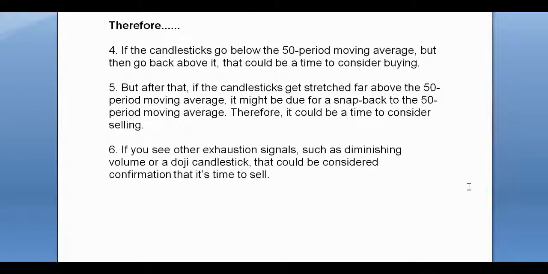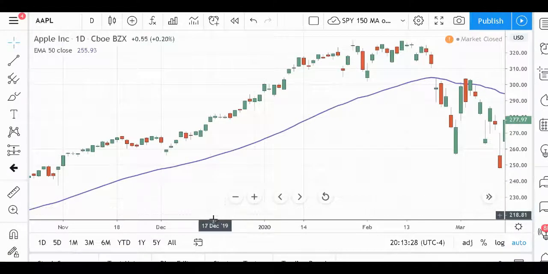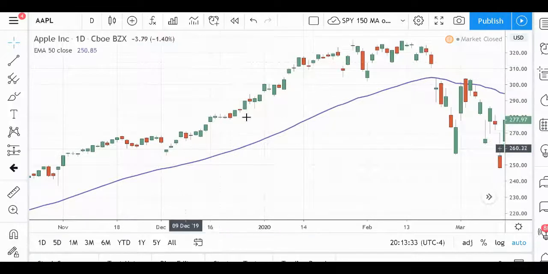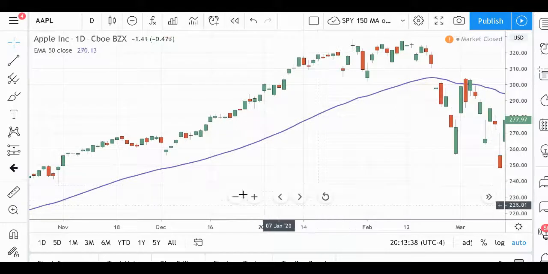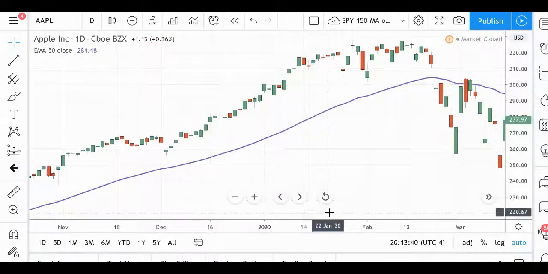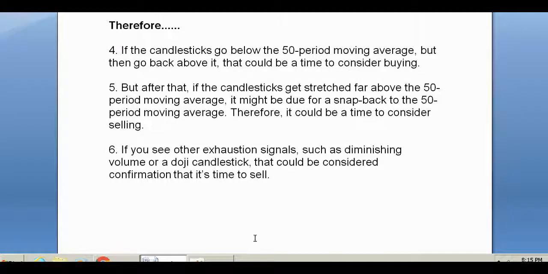And number 6, if you see other exhaustion signals, such as diminishing volume, okay, let's say, I don't have the volume bars on here, but if you had volume here, okay, it's going up, up, up, there's a wider and wider space now between the candles and the line, and you see the volume bars start to go down, down, down at the same time, maybe the buyers are starting to get exhausted, okay? Maybe it's time to consider taking profits. Or other exhaustion signals, such as diminishing volume or a doji candlestick, something like that.